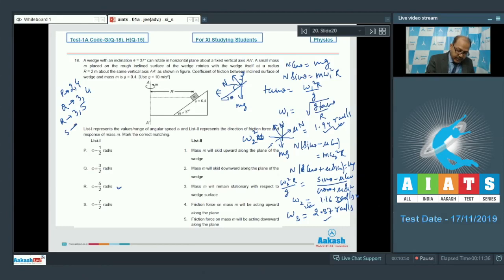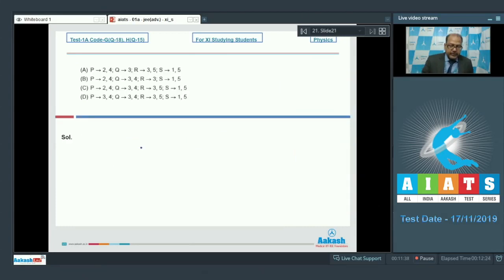And finally for S, when omega is quite high, it will actually slip. So it will not remain stationary, it will slip upward. So it will match with 1 and the friction will be acting downward. So it will match with 1, 5. Let's look at the options. Among the given options, C is matching exactly as per our working. So C is the correct answer for this question.